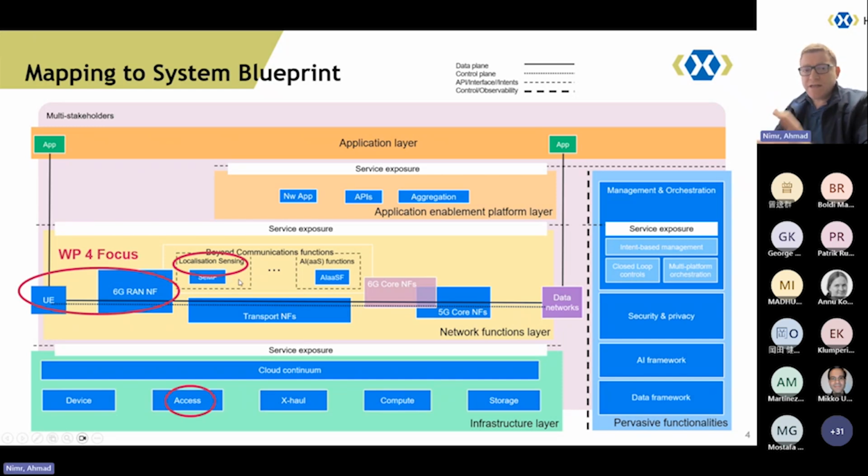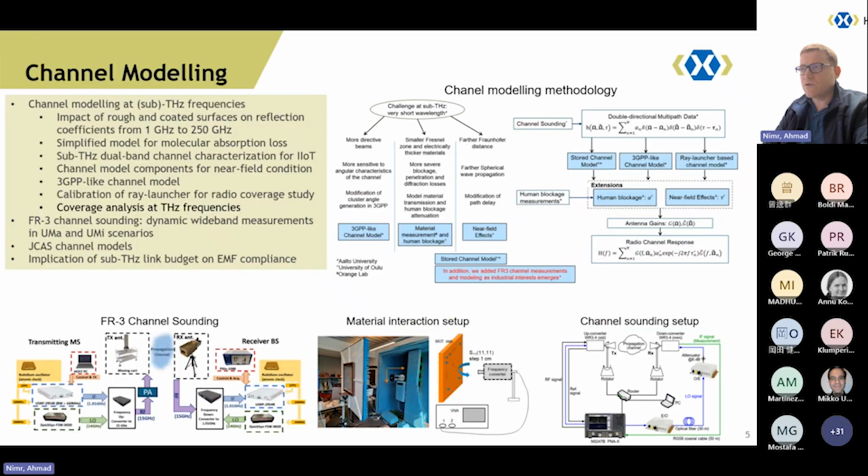With this overview, I will spend the remaining time of this presentation on providing an overview of the different technical contributions, highlighting some aspects because we have studied so many topics. So I will just pick some of them, and the details are in the deliverables.